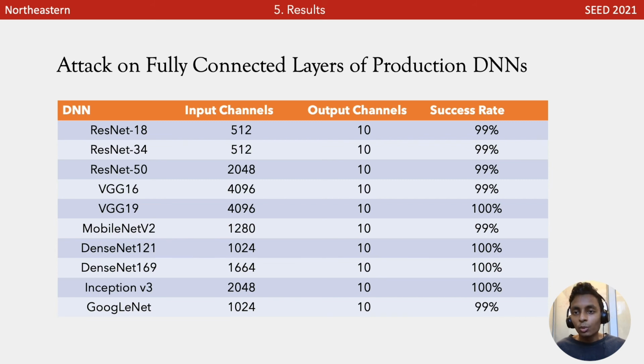Next, we did an attack on production DNNs on the last fully connected layer to identify the success rate in each of these scenarios. As you can see, we record a good success rate for 10 of the popular DNNs which are being used. All of these networks are trained on the CIFAR10 dataset.